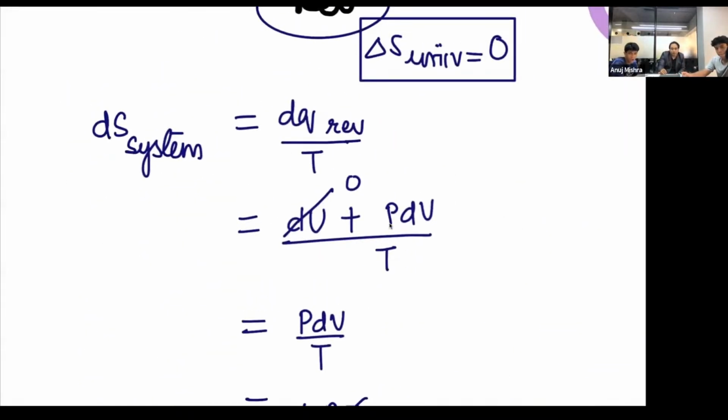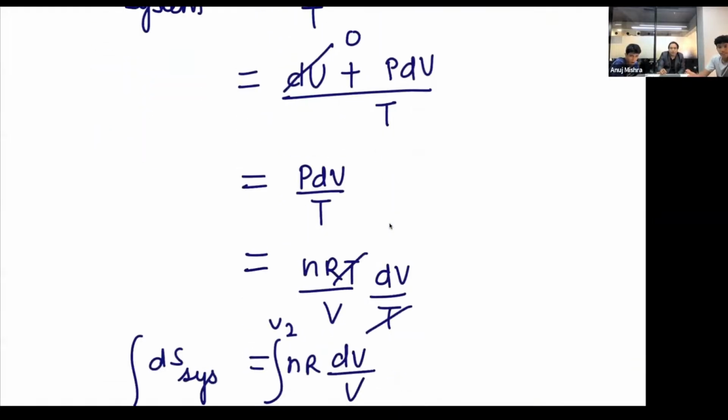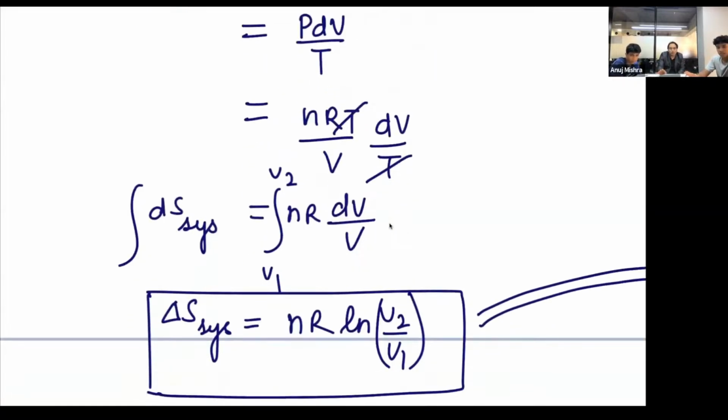You wrote dS is dq reversible upon T, dq reversible is dU plus PdV upon T. PdV you wrote as nRT upon V. Just see. Integrating, the integral dS system is this formula. Note this formula, you can use it directly. Delta S system is nR ln V2 by V1. For which case is this formula valid? Isothermal reversible case. Okay?